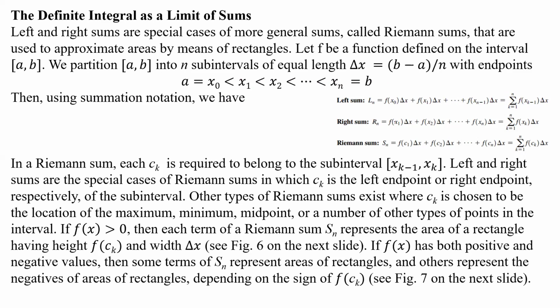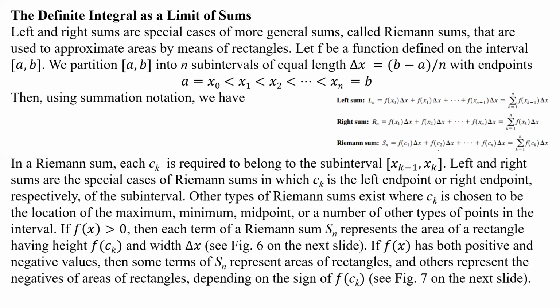Now for the right sum, we start at 1 because again, we're not going to start on the left side. We're going to start at the right side where it comes up and hits, and then we go that way. And so we start at f of x1 times delta x plus f of x2 delta x, all the way up to f of xn delta x.